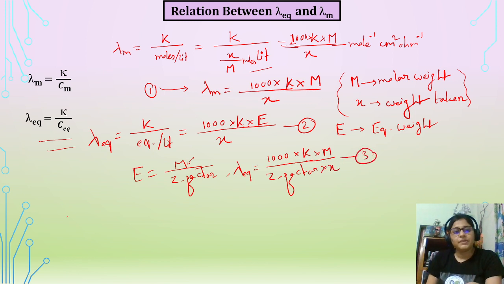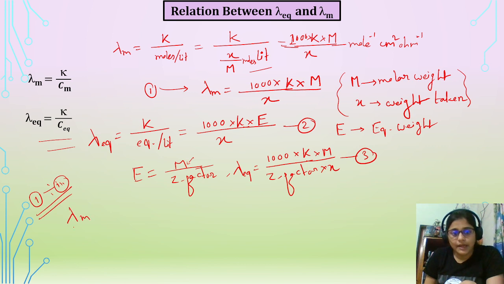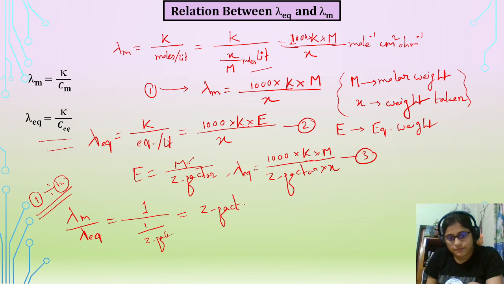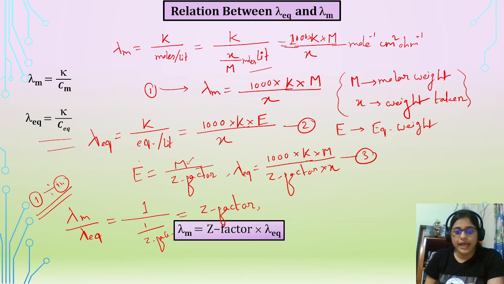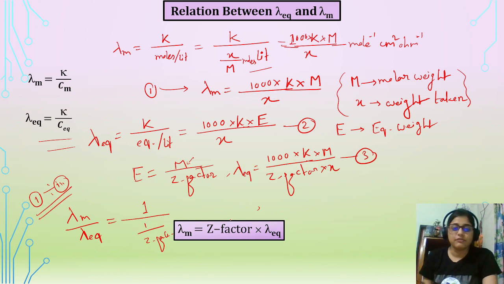So now if we divide 2 by 3, what do we get? Lambda m by lambda equivalent will be 1000 kappa into m, this will cancel, and also x. So what we get actually is 1 by 1 over z factor. Obviously it will be equal to z factor. Fine. So now we get the relation that lambda m is equal to z factor into lambda equivalent. Okay.